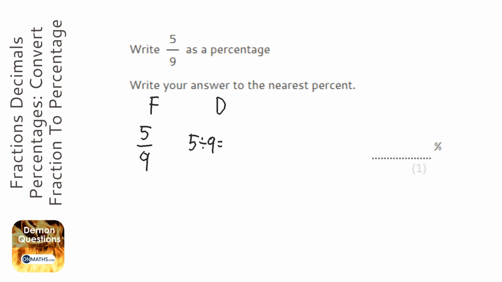So I'm going to do that on the calculator, 5 divided by 9, and it comes up with 0.555 and so on.